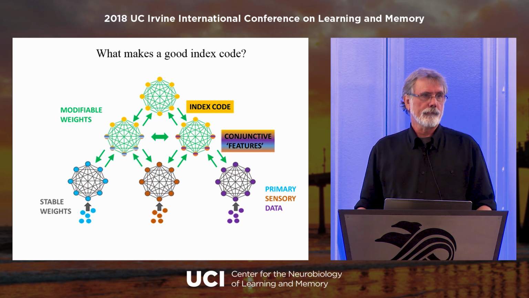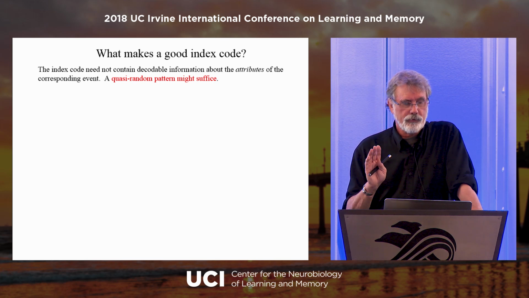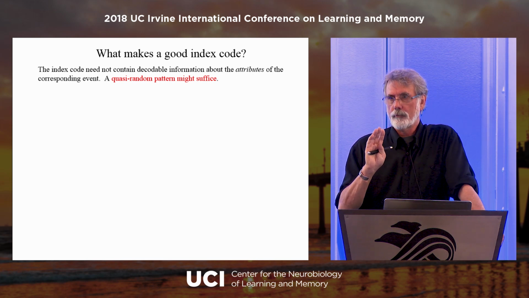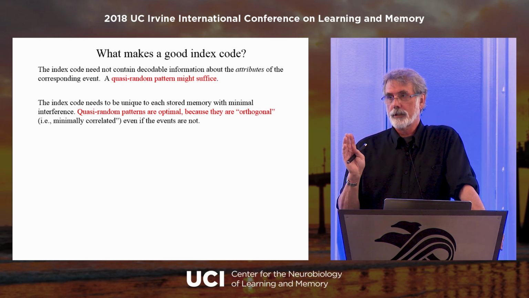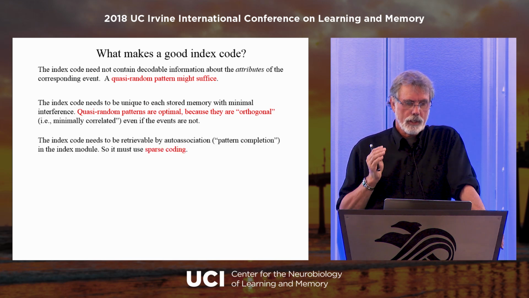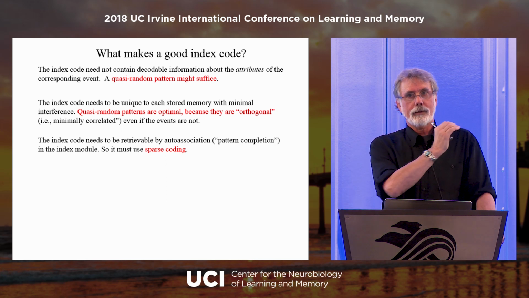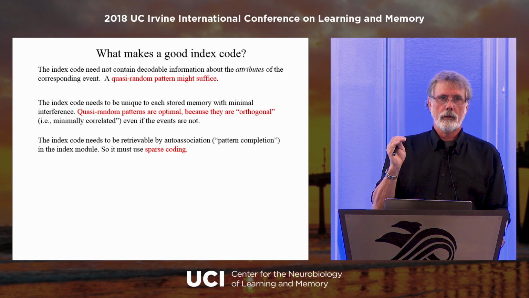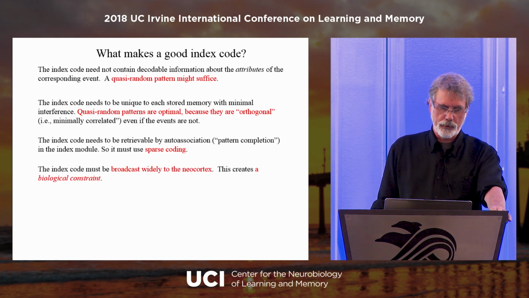All right, index codes. What makes a good index code? First of all, as I've said before, it doesn't have to have any content, and probably you could just use random patterns. And indeed, random patterns are optimal in some sense because they're orthogonal by definition. They're as uncorrelated as they can be. The index code needs to be retrievable by auto-association, not only in the hippocampus, but also in the cortex. And that means that it must use sparse coding. You cannot make an effective auto-associative network using highly distributed coding.